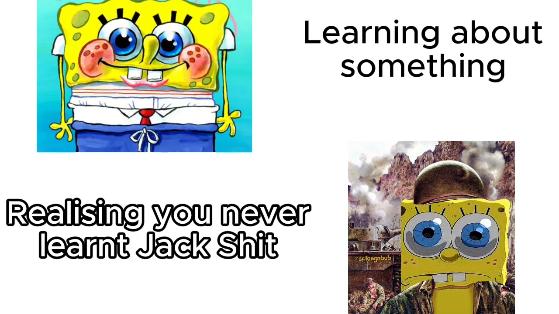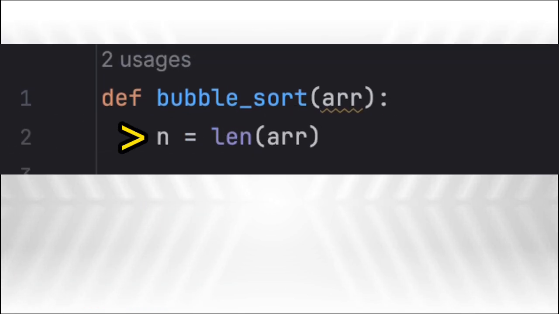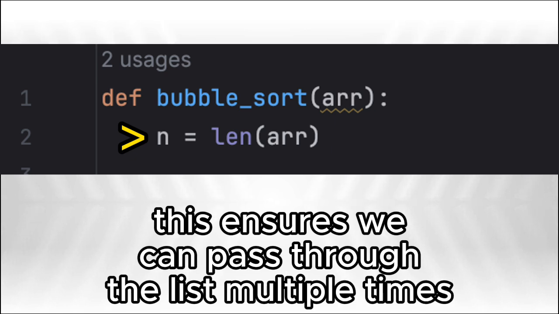So hopefully you now understand it in theory, but in practice it's something else. So to tackle this problem, we need to first create a function that accepts a list. Here I call the list ARR, which is short for array. All we're doing is finding the length of the list and storing it as the variable n. This ensures that we can pass through the list multiple times.